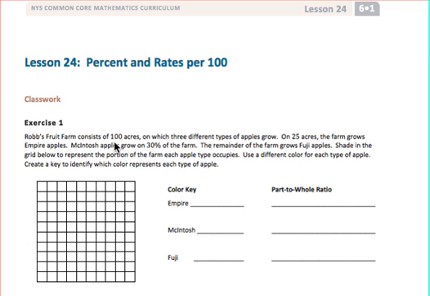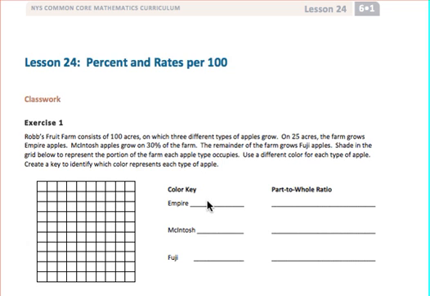And they're growing 3 different types of apples on that farm. On 25 acres, the farm grows Empire apples. McIntosh apples grow on 30% of the farm, and the remainder of the farm grows Fuji apples. So you're asked to shade in the grid to represent the portion of the farm each apple type occupies. We'll use a different color for each type of apple, and we need to create the key with these guidelines to represent how much of each type of apple there is.